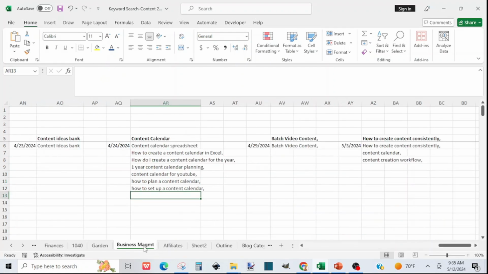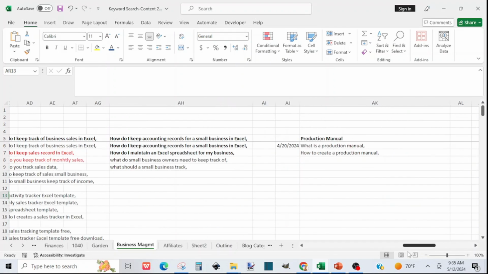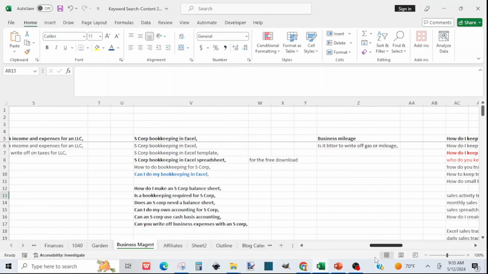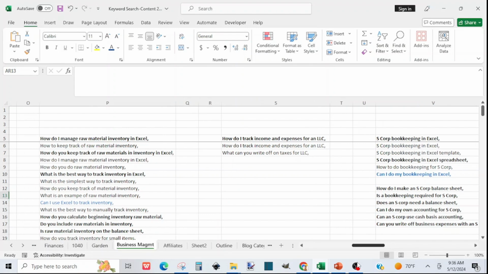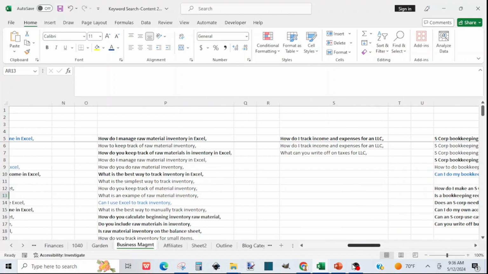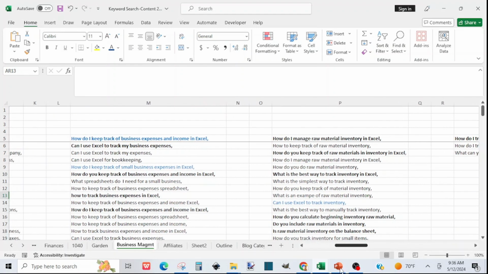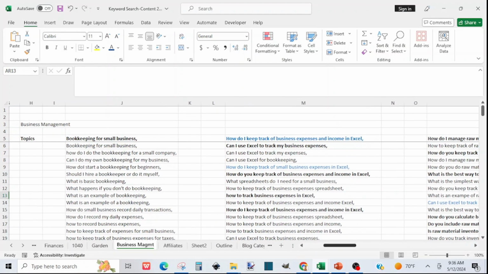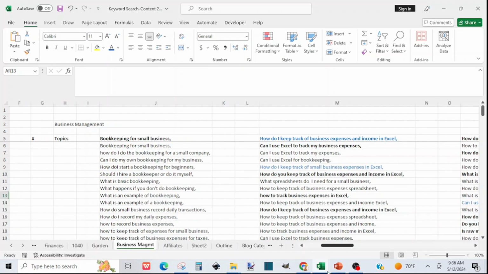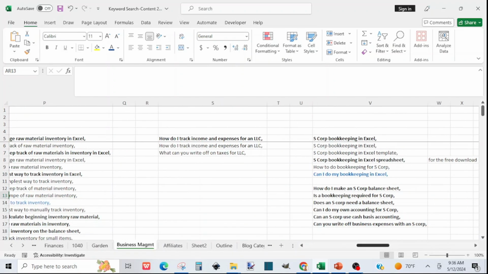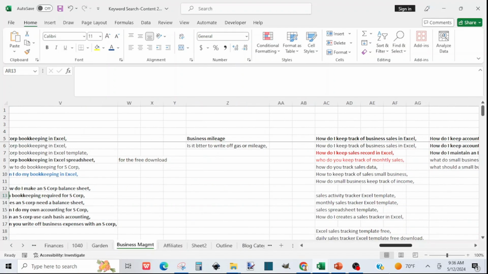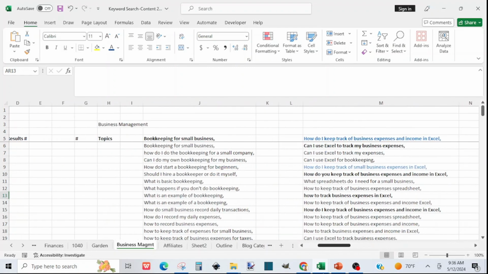And if we go to the business management section, there is bookkeeping that I like to focus on. And I don't know if I will go with bookkeeping or raw material or inventory management. Or bookkeeping for small business is going to be vague enough that I can include inventory management and bookkeeping in Excel in it. So I can pick the topic as bookkeeping for small business.